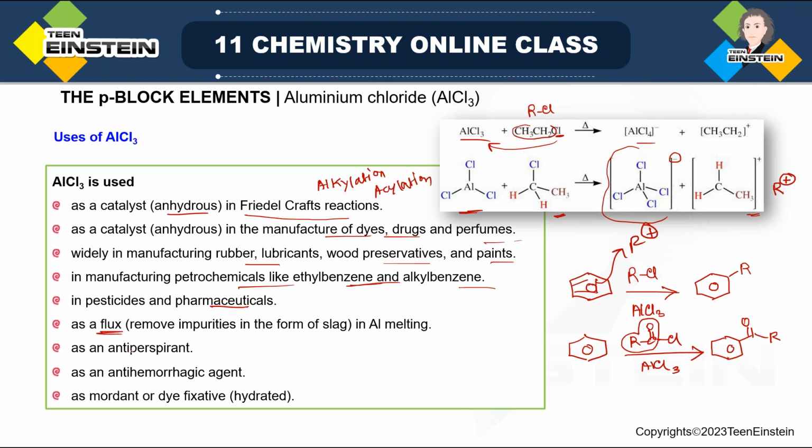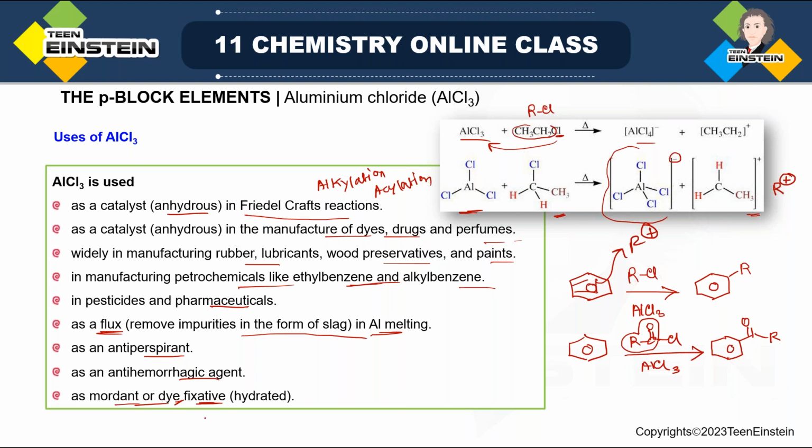The role of flux in metallurgy is to remove impurities in the form of slag. So when aluminium is extracted from its ore, then AlCl3 is used as flux, as antiperspirant, anti-hemorrhagic, as mordant or dye fixative. The word mordant means, in the dye industry, some substances are added for fixing the dye. So it is called dye fixative or mordant.